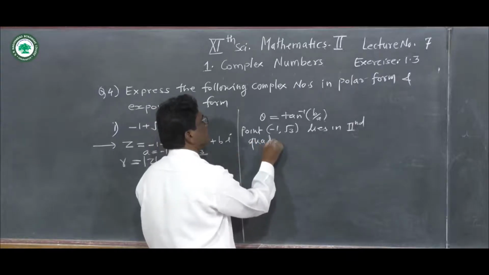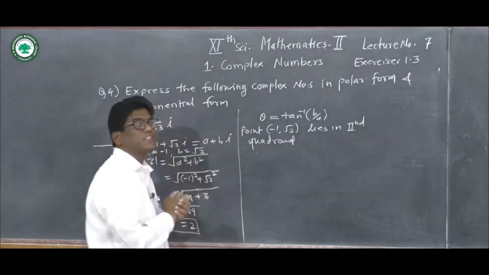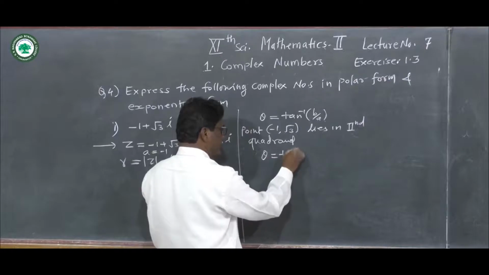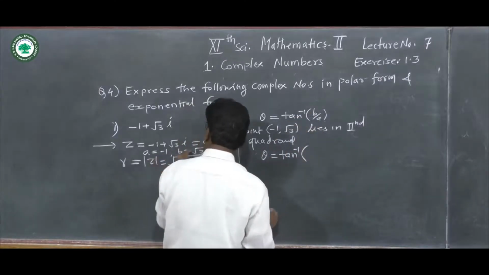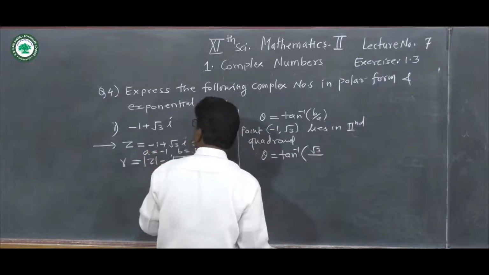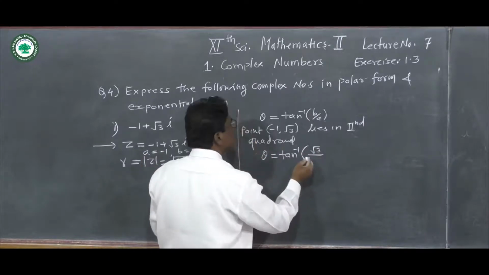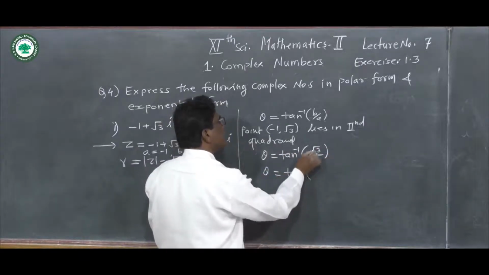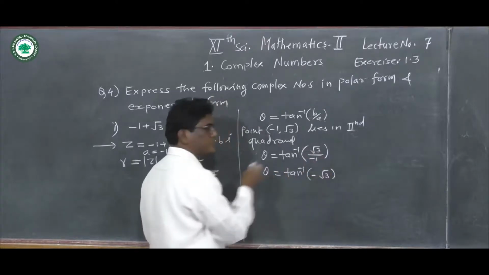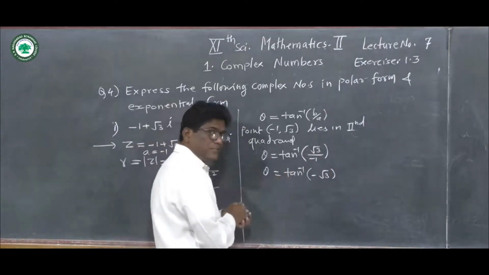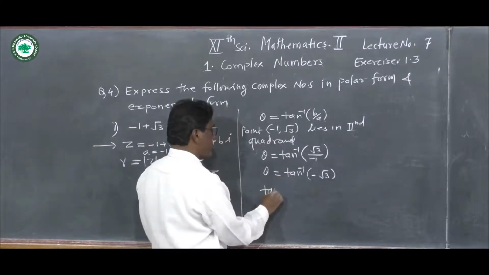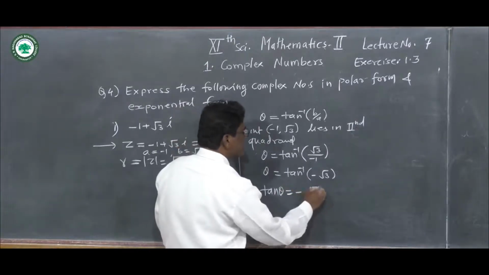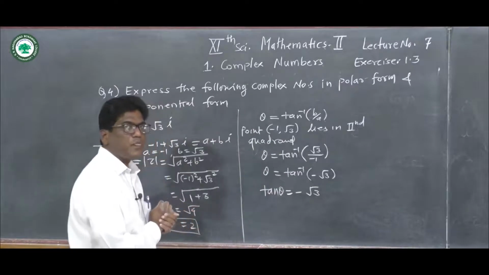Why do we write this? Because the angle should be in the second quadrant. So theta is equal to tan inverse of, put the value of b as root 3 divided by a, that is minus 1. So theta is equal to tan inverse of root 3 upon minus 1, that is minus root 3. So carry this tan inverse to the left side, we get tan theta. So tan theta is equal to minus root 3.